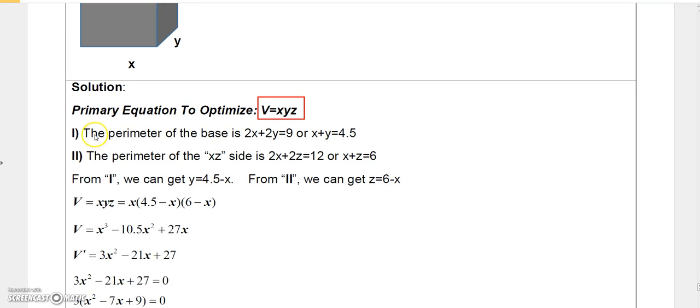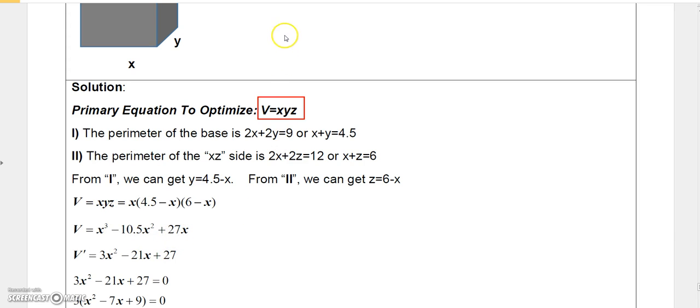Now, from number 1 here, I can solve this, and I can get y equals 4.5 minus x. And from number 2 here, I can solve this, and I can get z equals 6 minus x. So now I've got y in terms of x, and I've got z in terms of x. So I can go back to my primary equation, x, y, z, and I can say x times 4.5 minus x for y and 6 minus x for z. And then I'll let you multiply this all out. If you multiply all this out, you should get x cubed minus 10.5x squared plus 27x.